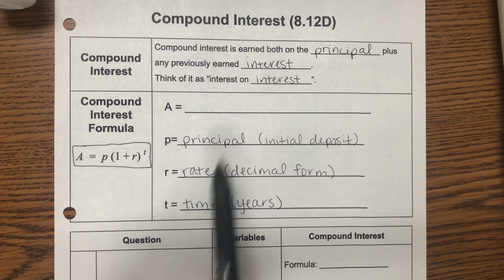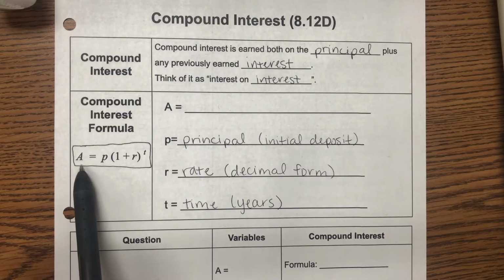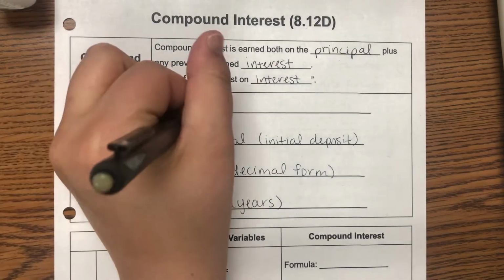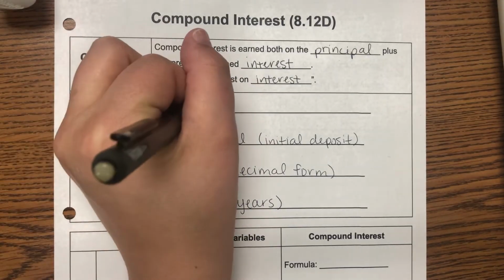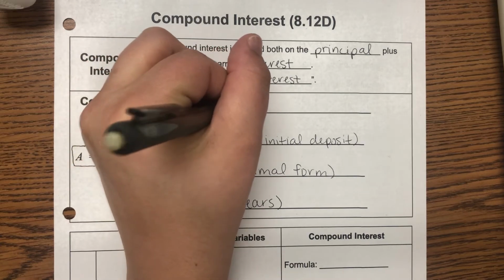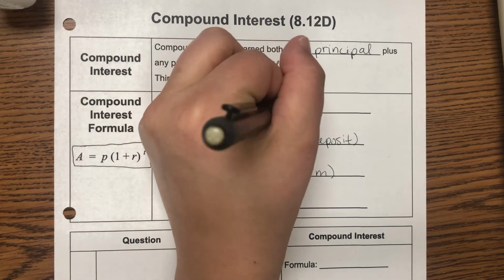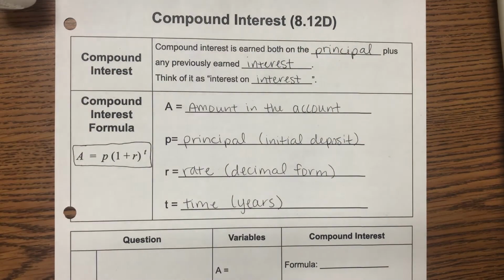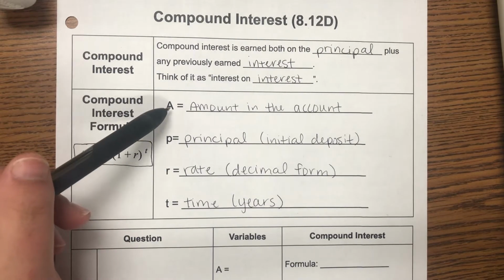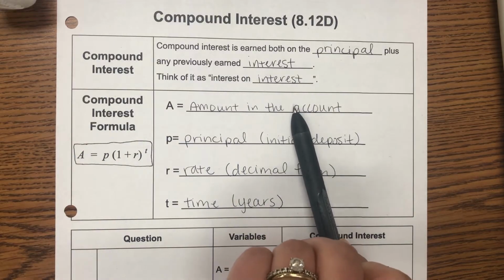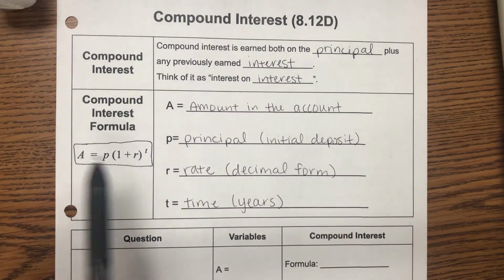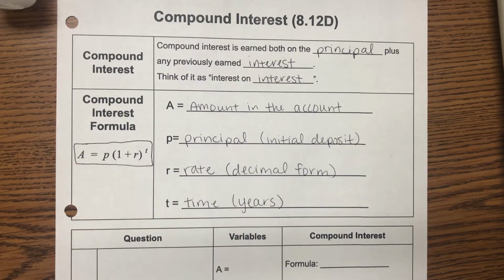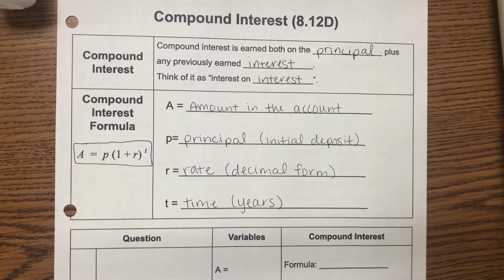So then also, all of this, if we use our formula, we get A, and A is our amount in the account. So this is your total amount, okay? Or total value, okay? If we want to know the interest, you take the amount in the account and you have to subtract your principal. Okay, so let's do an example.